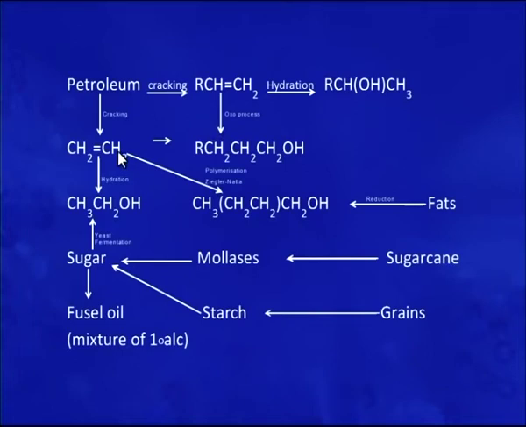Alkenes can be polymerized by Ziegler-Natta catalyst, followed by the oxidation forms higher alcohols. Fats can also produce higher alcohols by saponification method. Here sugarcane produces molasses, which upon fermentation gives ethanol. Grains give starch, which upon fermentation forms ethanol. So, we have summarized all the industrial methods for the preparation of alcohols starting from petroleum or grains, sugarcane, etc.